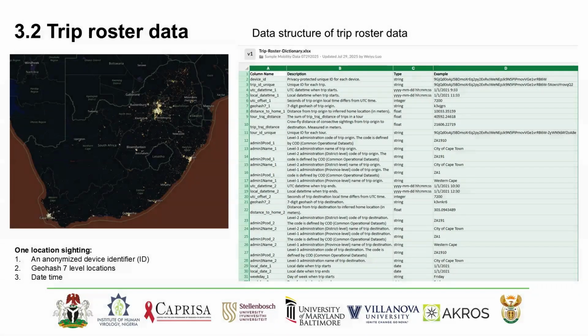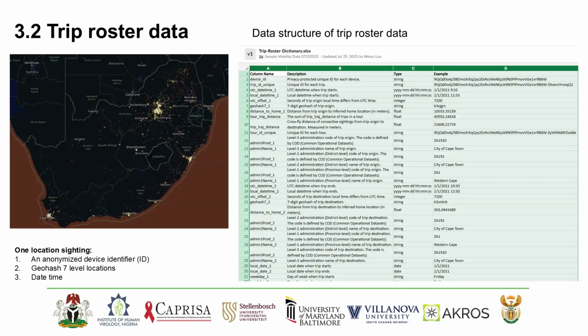Now let's take a look at the structure of the trip roster dataset. Each row in this dataset represents one segment of a person's trip, built from sequences of location sightings. Each sighting includes an anonymized device identifier, a geohash 7 location, which encodes geographic coordinates into grid cells to protect privacy, and a timestamp indicating the time of movement.